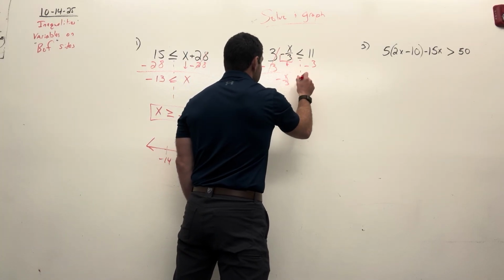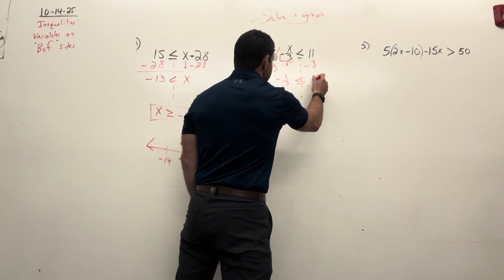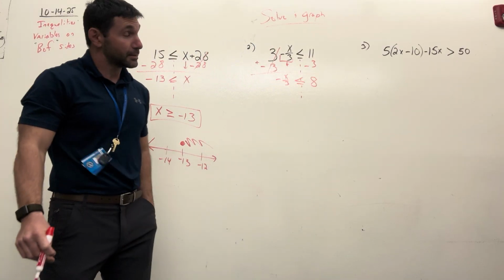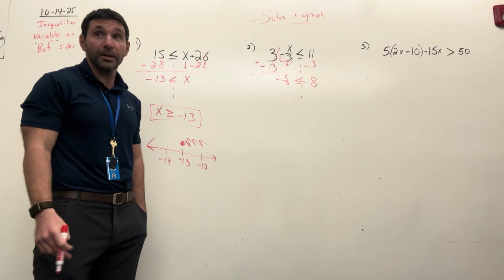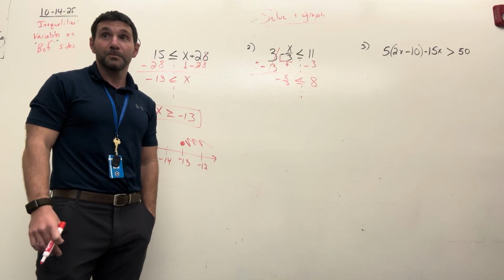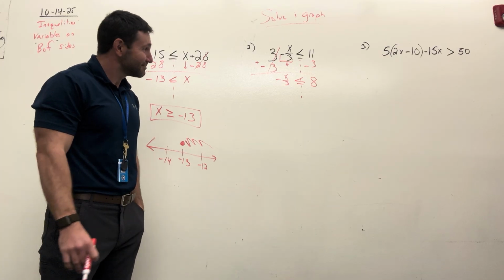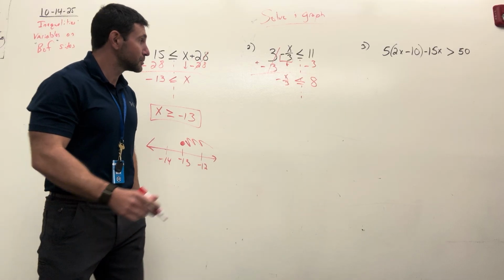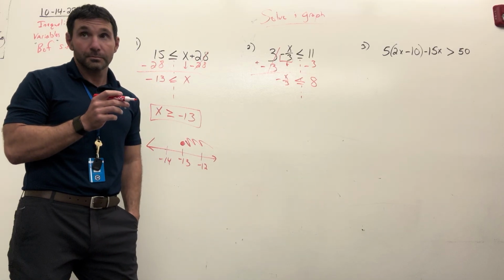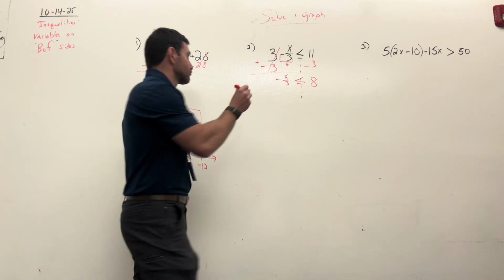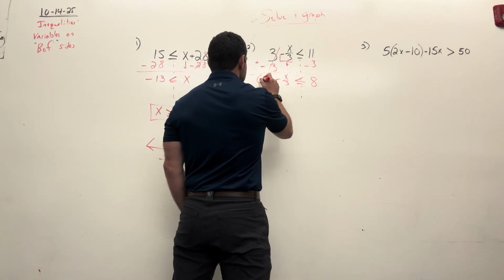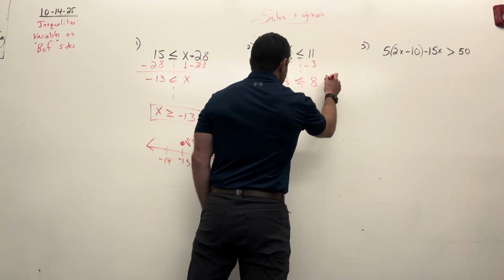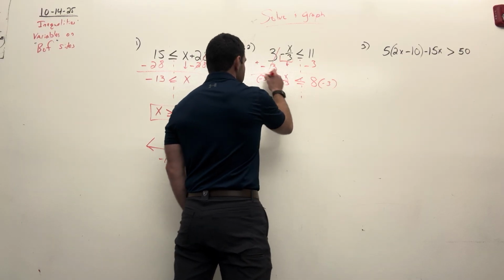Negative x divided by 3 is less than or equal to, that gives me 8. And so you see that. Since it's a negative x divided by 3, you'd have to use inverse operations, multiplication, to multiply by a negative. Multiply by -3 on both sides, giving you -24.